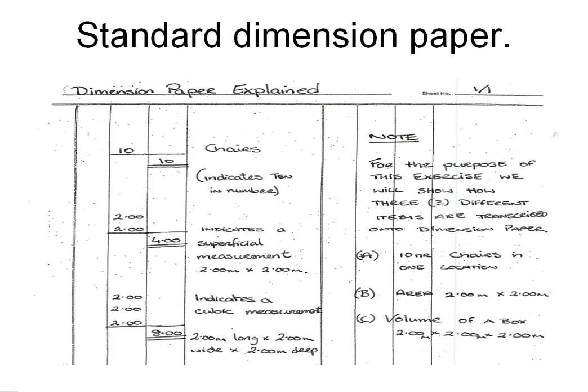Next we see a superficial measurement showing a 2 meter by 2 meter area. Here we work to 2 decimal places. Below this again we see a cubic measurement, 2 meters by 2 meters by 2 meters. This also is in the dimension column, and in the squaring column we have the total.